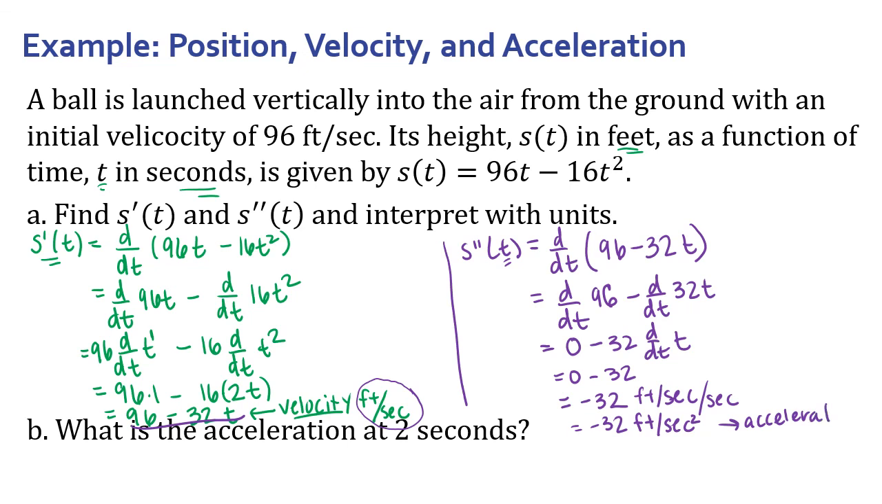So if I were to find what's the acceleration at 2 seconds, well, that would be substituting 2 into that acceleration function, which I found was negative 32 feet per second squared. So that means no matter what the time is, the acceleration is always the same. This ball is always going down. So we would say that our acceleration, the answer to that would be negative 32 feet per second squared.